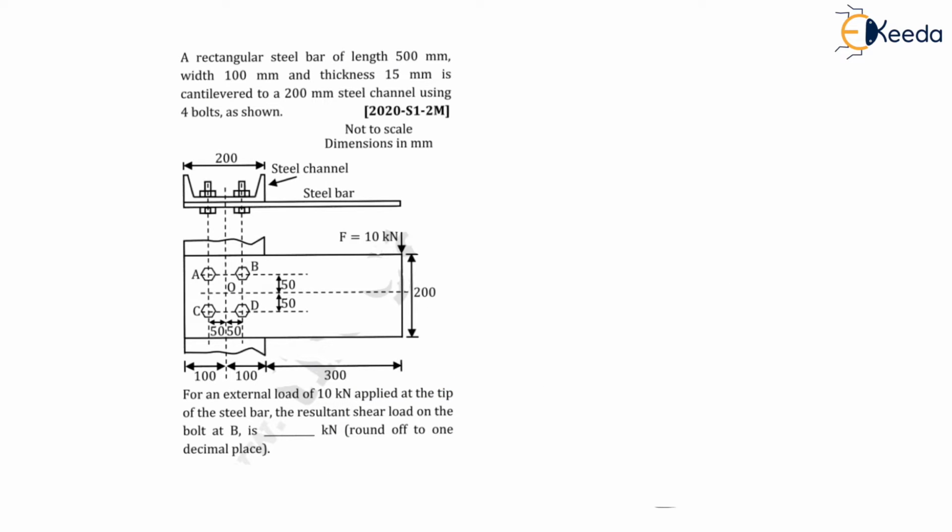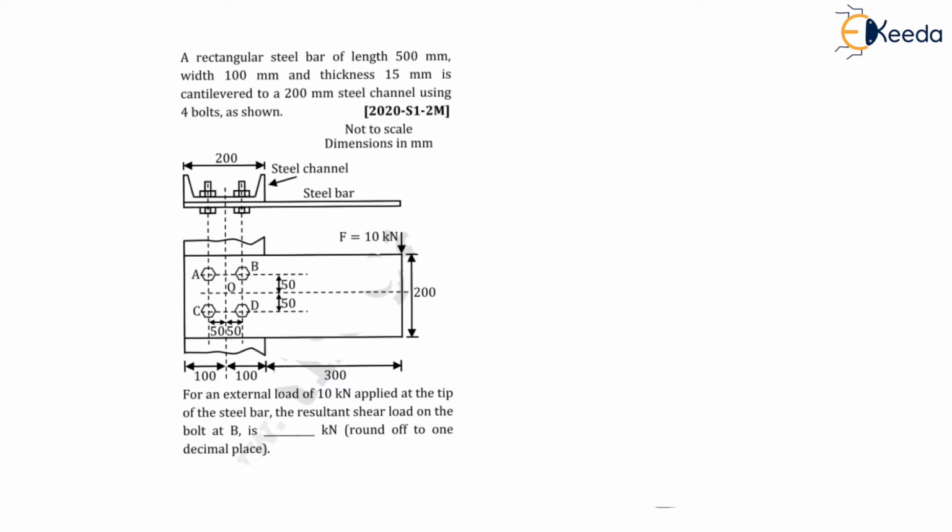Now the next question was asked on the bolted joint in GATE 2020 in set 1 for 2 marks. Now let us understand this question. The question is: a rectangular steel bar of length 500 mm. Here you will find the rectangular steel bar of length 500 mm. Here 100 plus 100 plus 300, the total length is 500 mm. Right. Width 100 mm. Now here the width of this rectangular steel bar is 100 mm.